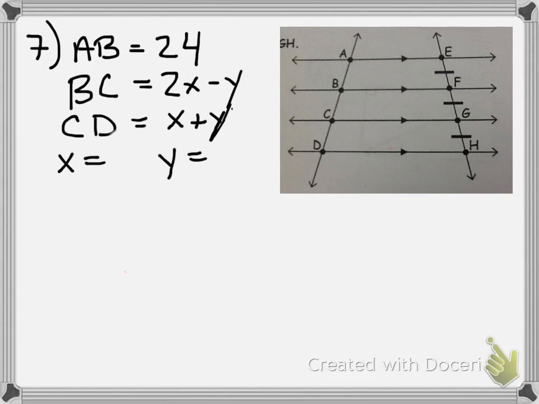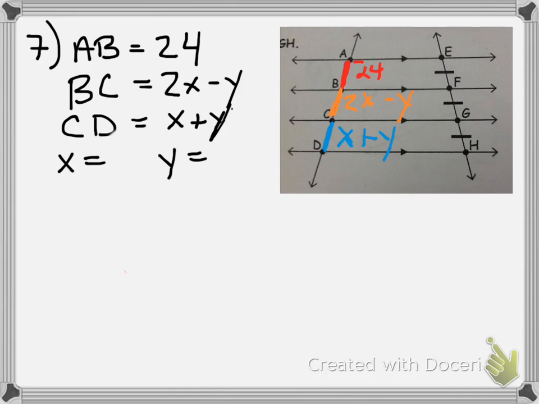Alright, number 7. This one is telling us that AB, right here, is equal to 24. It says that BC is equal to 2x minus y, and CD right here is equal to x plus y. So basically that's just saying that all 3 of those segments are equal to each other. They've all got different values.